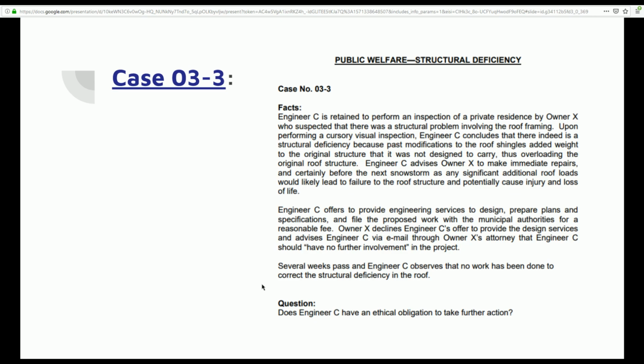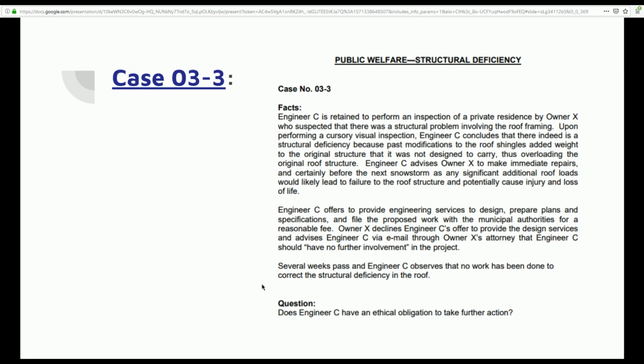The facts of the case are as follows. Engineer C is retained to perform an inspection of a private residence by owner X, who suspected that there's a structural problem involving the roof framing. Upon performing a cursory visual inspection, Engineer C concludes that there is indeed a structural deficiency because of past modifications to the roof shingles that added weight to the original structure that it was not designed to carry, thus overloading the original roof structure. So Engineer C advises owner X to make immediate repairs, and certainly before the next snowstorm, as any significant additional roof loads would likely lead to failure of the roof structure and potentially cause injury and loss of life.